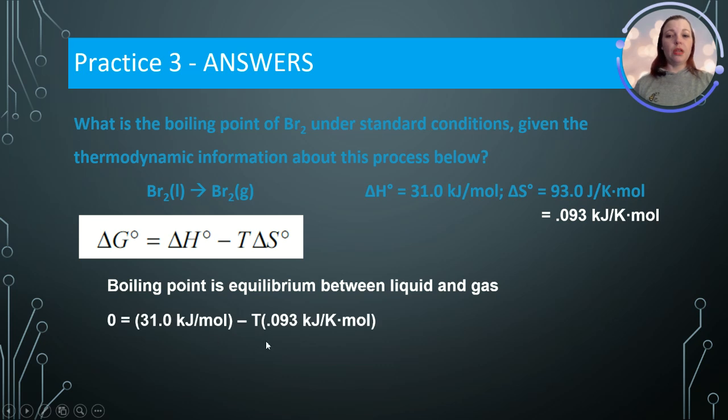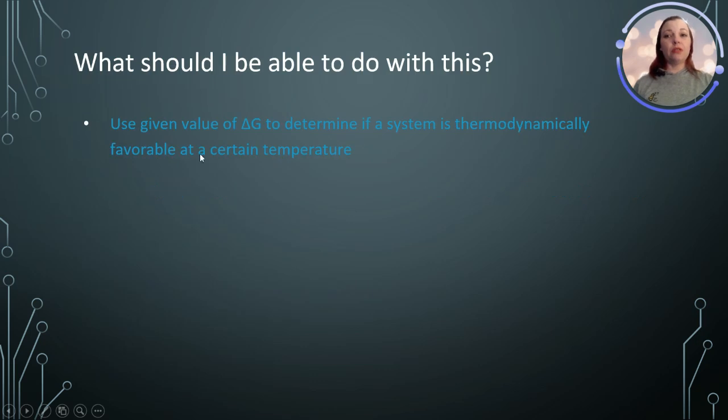Okay, so then I'm going to plug into my equation. At equilibrium, my delta H term is going to be equal to my T delta S term. Using that fact, I can solve for T and get an answer of 333 Kelvin. And that is it.